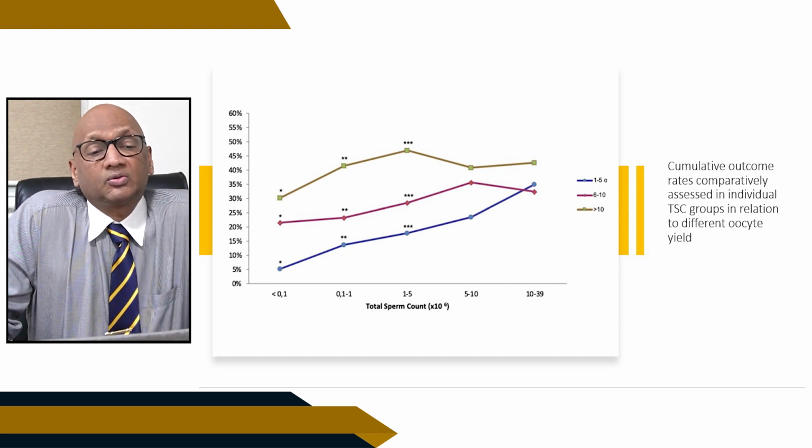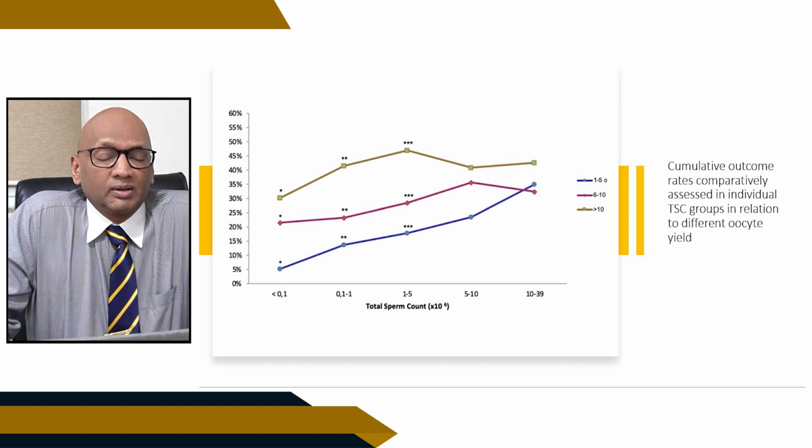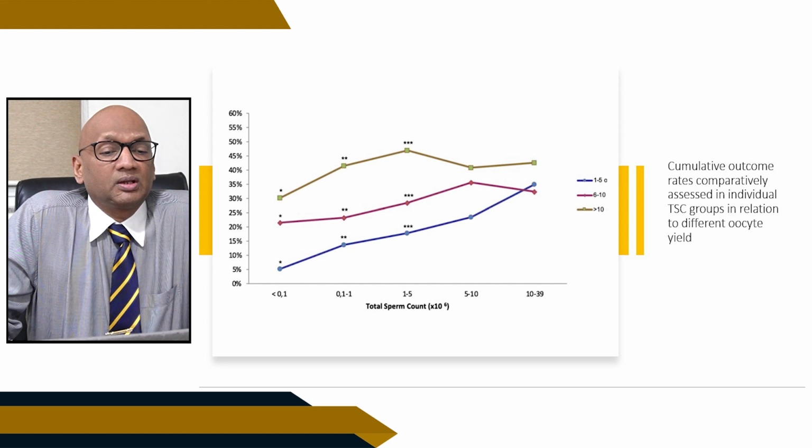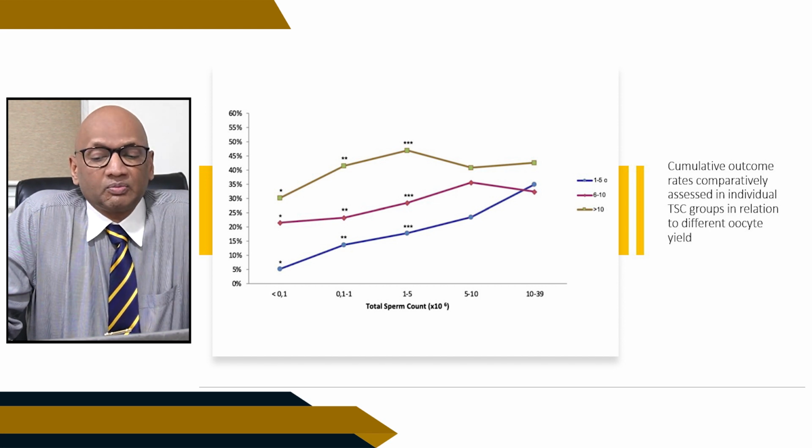So this helps in counseling a patient. If you have a patient with poor ovarian reserve and a poor male factor, where the total sperm count is abnormal, there you have a difference in the outcome. This is the impact of total sperm count.